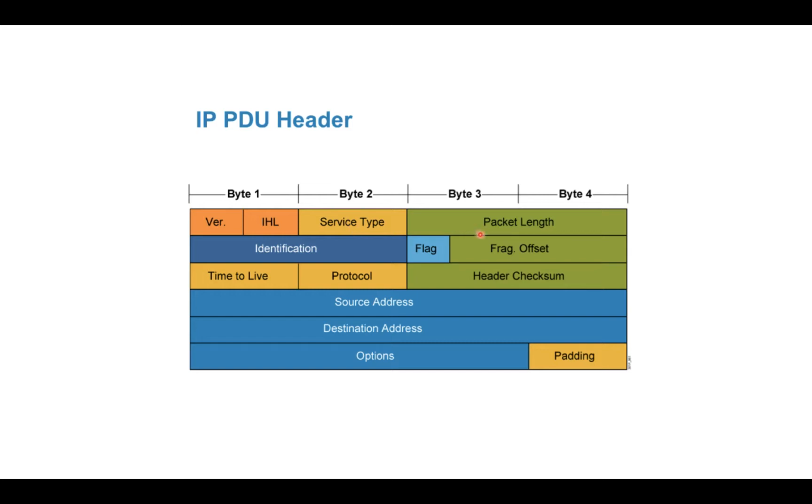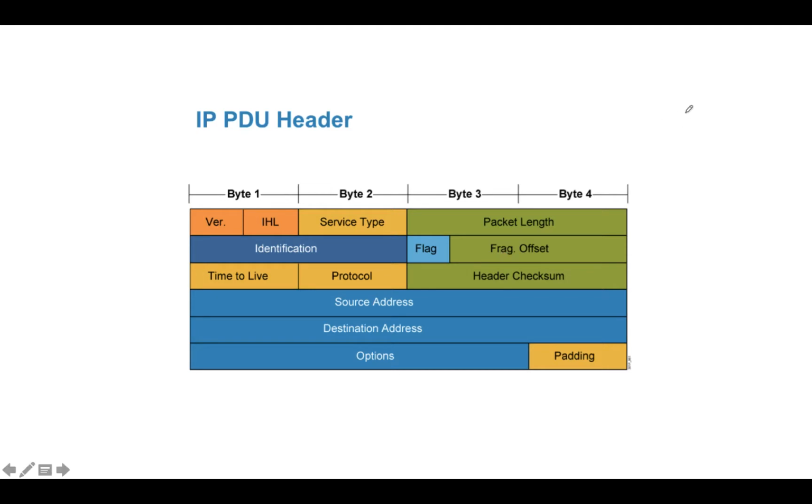The packet length section is the sum of the header and the data length. This one is only the length of the header, and this one is the sum of header and data length. Identification is the identity of the packet, and this info is held here. And the frag offset holds the information about fragmentation.